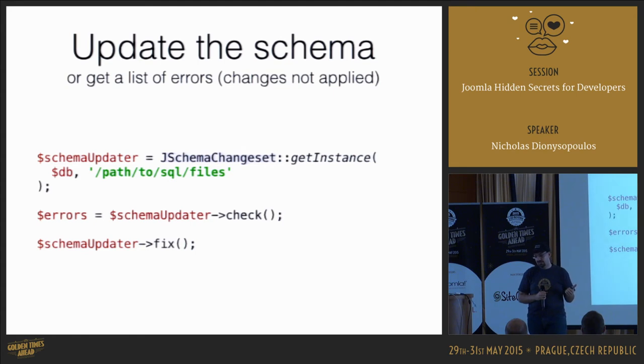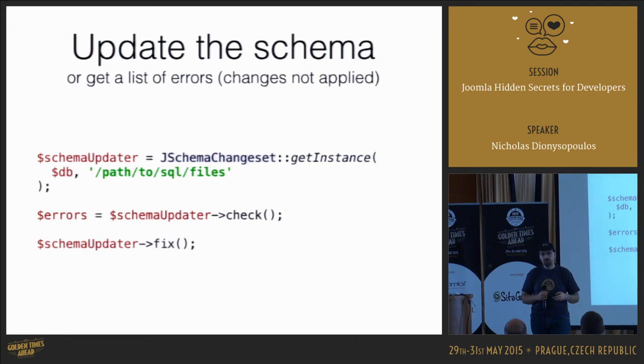Basically, the code tells this schema chain set to read all the SQL files that create and update Joomla's database and try to figure out which of them have been applied and which haven't. And those which haven't been applied, it tries to apply them with the fix method. And you can do that with your own extensions. I mean, right now you're packaging your components and you have an install or SQL directory, whatever you call it, where you have all the SQL files that create and update your database.